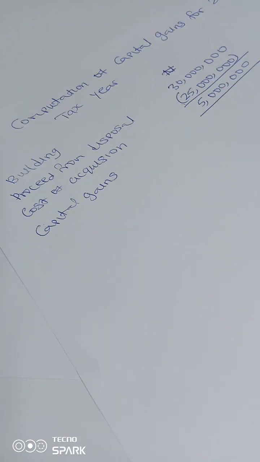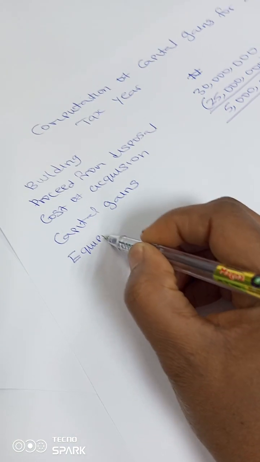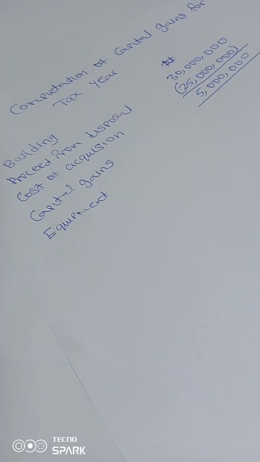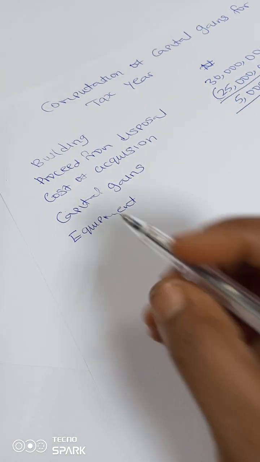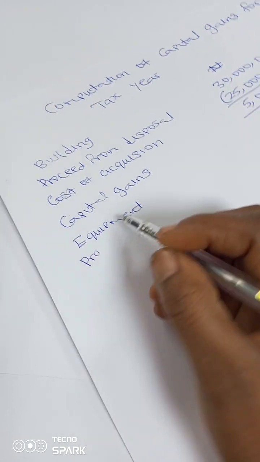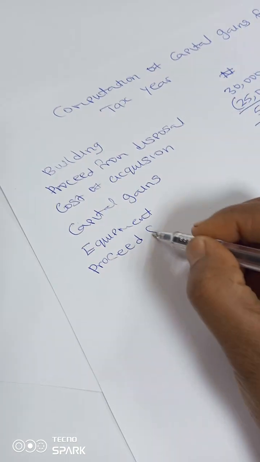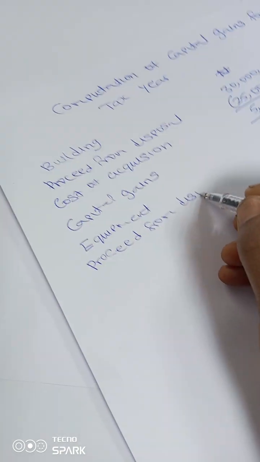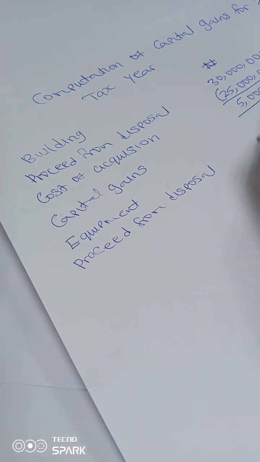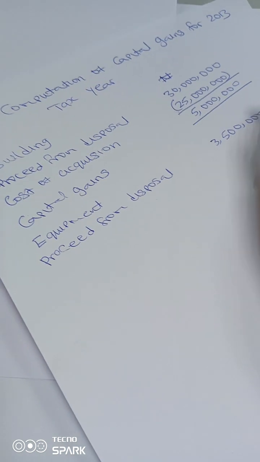Then equipment. Items and prices will always show in your question, so it's not something we are imagining, it's already in the question. So it's there, you are to be picking it from. I don't want to go to the question side, but okay, so proceeds from disposal, we'll give you 3,500,000.